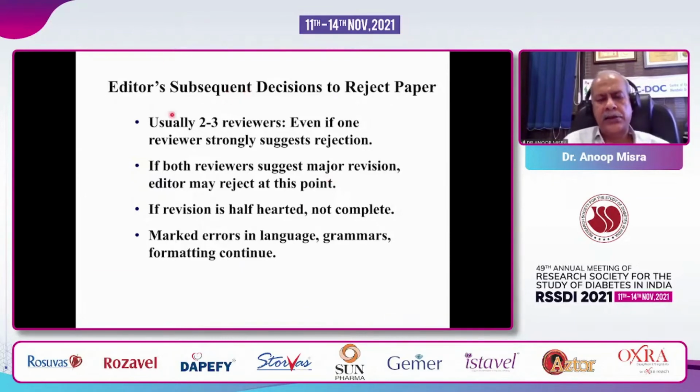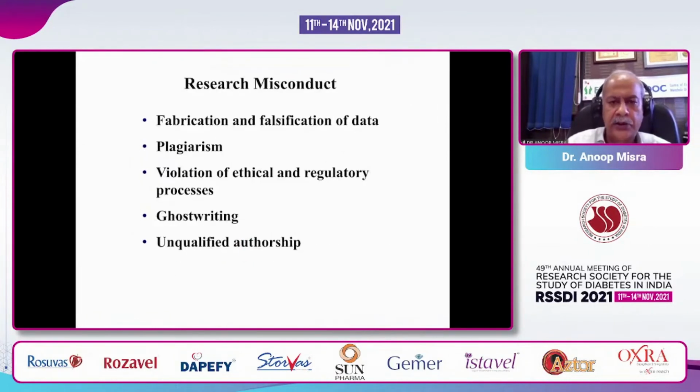And then why did the editor reject the paper afterward? Usually 2 to 3 reviews are involved. Even if one reviewer strongly suggests rejection, the paper is rejected. If both reviewers suggest major revision, the editor may reject at this point. If the revision is half-hearted, not complete, the editor may reject it. Mark errors in grammar, language, formatting continue, and the editor rejects.